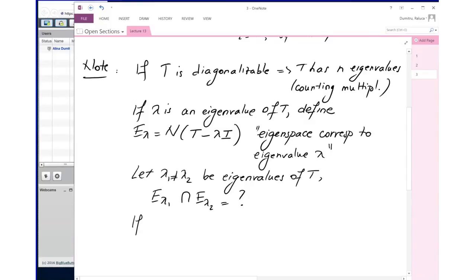Well, what does that mean? If a vector v is in both, what happens? Well, because it is in E lambda 1, which is the null space of T minus lambda 1 identity, then T of V is lambda 1 V. Because it is in E lambda 2 as well, T of V is lambda 2 V at the same time. But how can that happen?